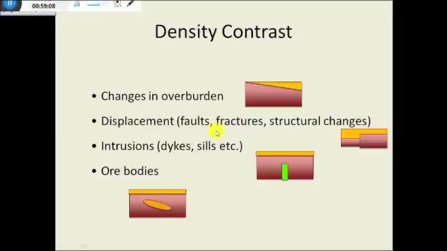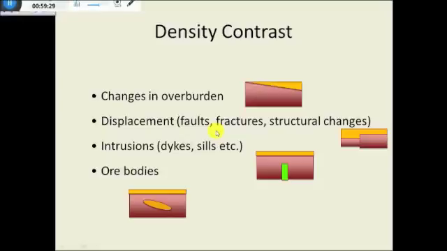You can also use it to determine if there's an intrusion. An intrusion is when you've got magma coming along here and it intrudes into the rocks. This is a dike, and if it's horizontal, it's called a sill. In South Africa, we have a heck of a lot of these in the Karoo area. You'll get quite used to these if you do geophysics.